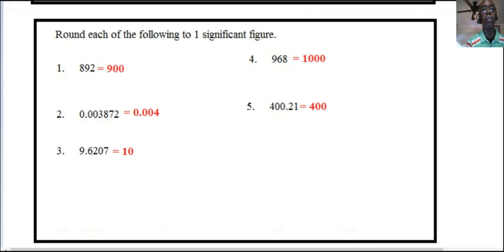These are the answers. Number 1, 900. Number 2, 0.004. Number 3, 10. Number 4, 1000. Number 5, 400. You have just watched a lesson on significant figures.